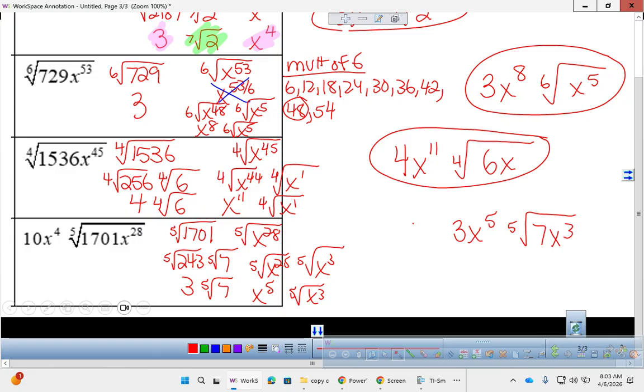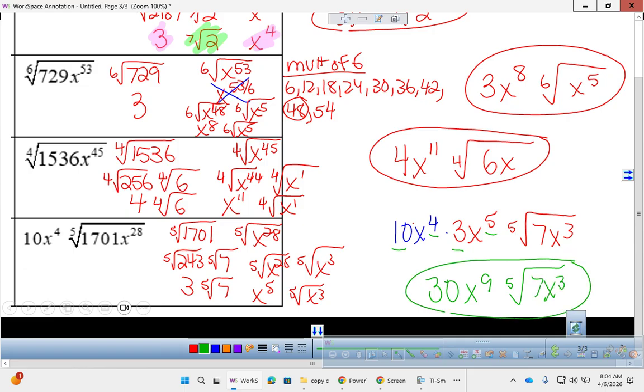Then what we need to do is bring this 10x to the 4th next to it. And at this point, we use what's called the multiplication property of exponents. And that says that we multiply the coefficients. So I'm going to do 10 times 3. Keep the base the same and add like exponents. So I'll do 4 plus 5. And then that root just stays the same. This would be the final answer for this one.